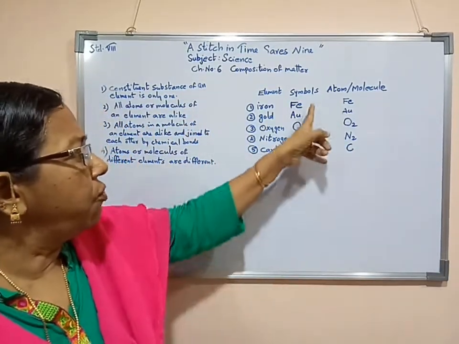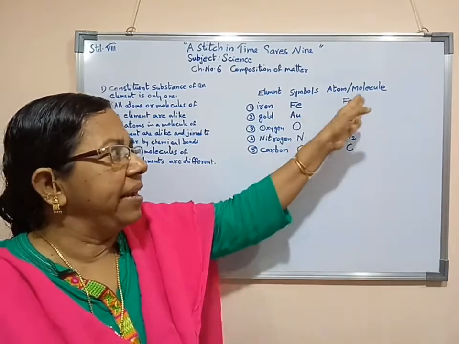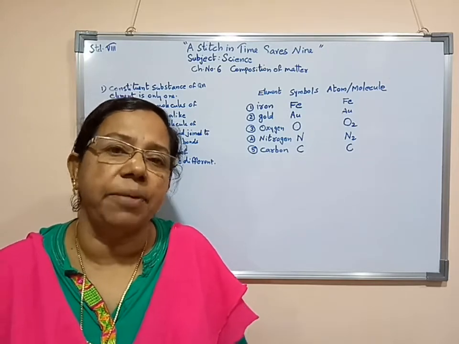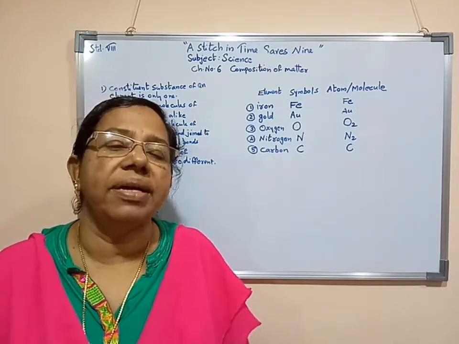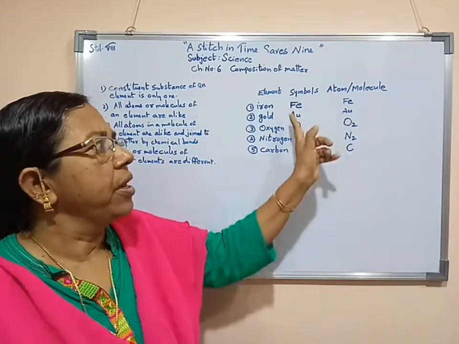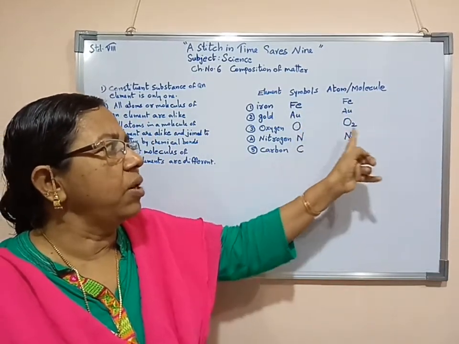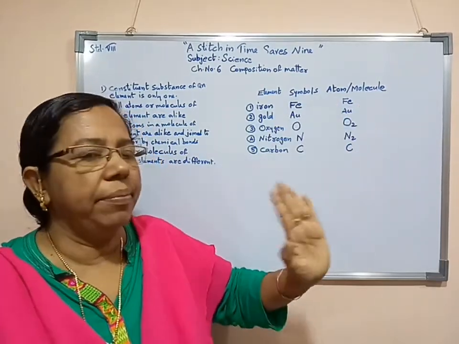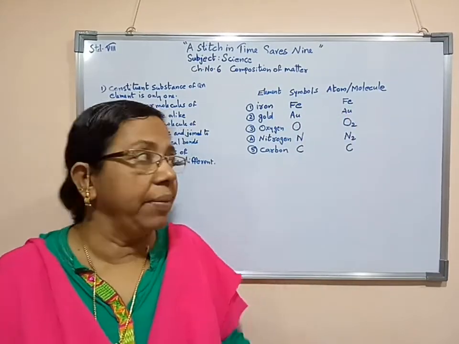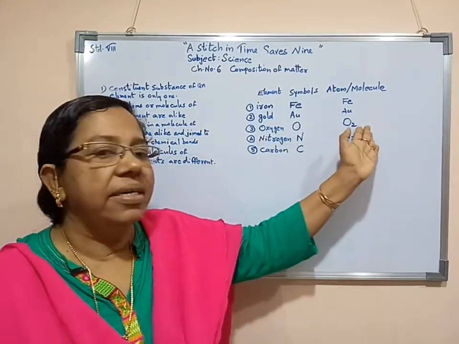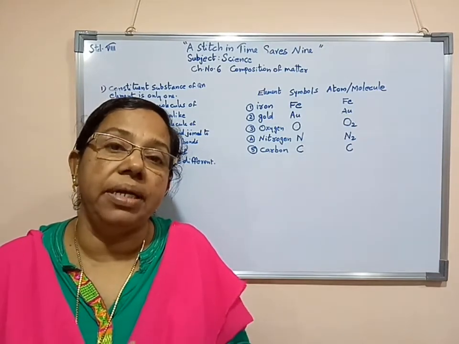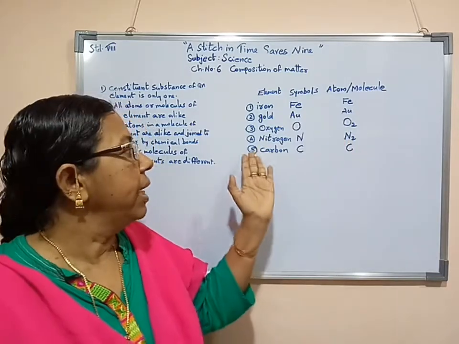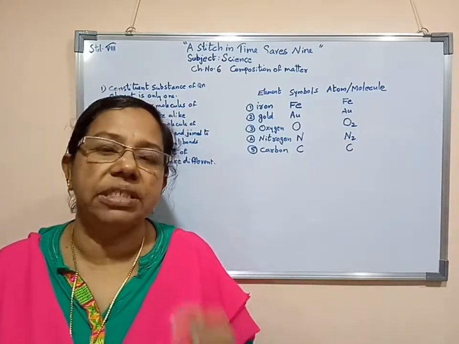So here I made the symbols of 5 elements, and whether each is available in the molecular form or in the atomic condition in the atmosphere or in nature. Iron, Fe form; gold, Au form; then oxygen, O2 form. That means a single atom cannot remain. Iron single form can remain, Au single atom can remain, but oxygen single form cannot remain; it will remain in the double form, O2. Nitrogen is available in N2 form, and carbon is available in the single form, C.